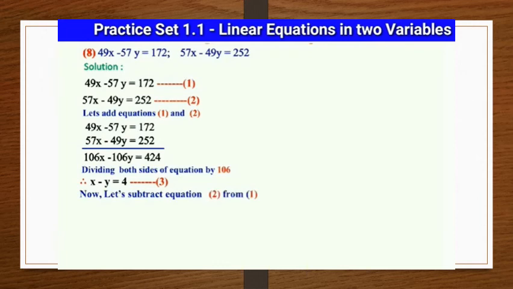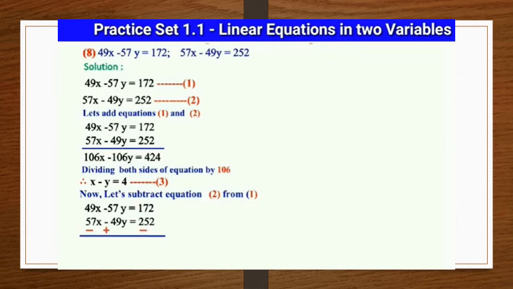Now let's subtract equation 2 from equation 1. 49x minus 57y is equal to 172. 57x minus 49y is equal to 252. When we are subtracting, we have to place a subtraction sign. And when we place subtraction sign, we have subtraction sign twice. It gets converted into plus.